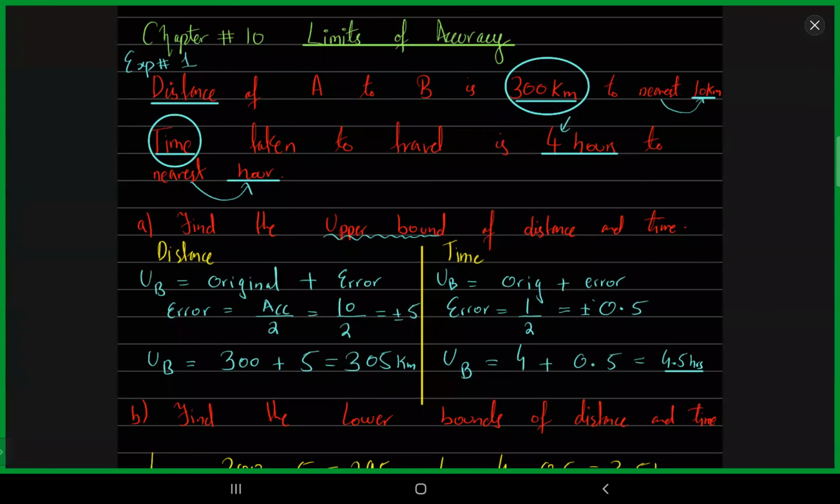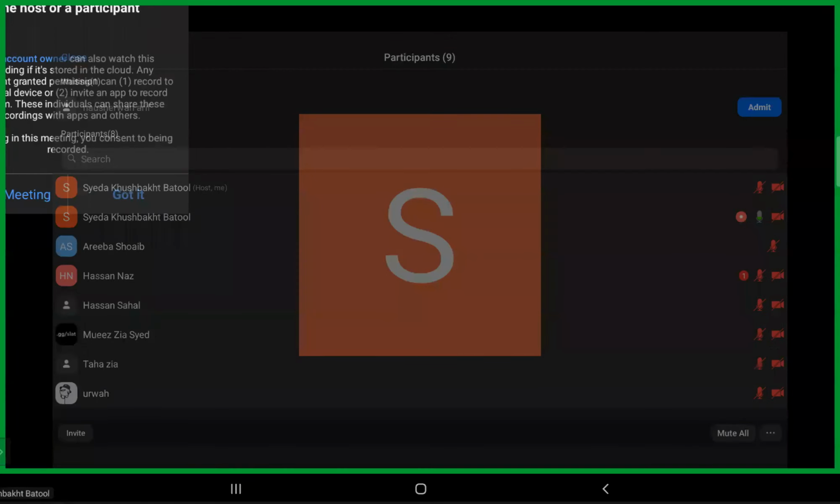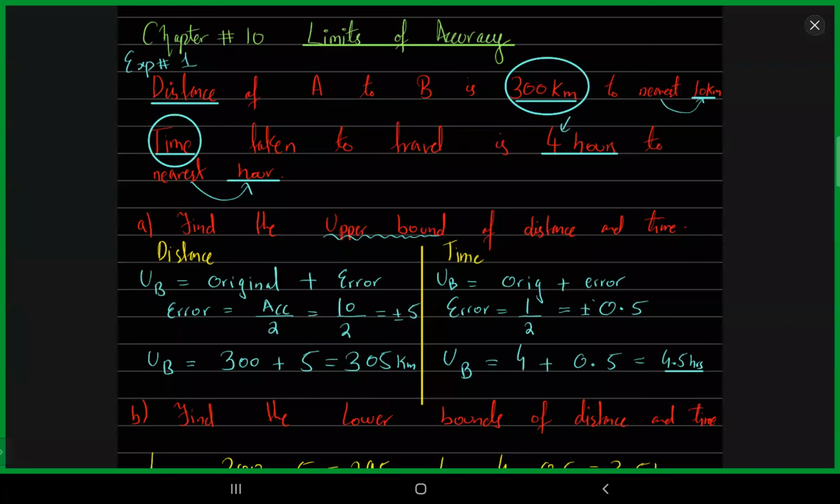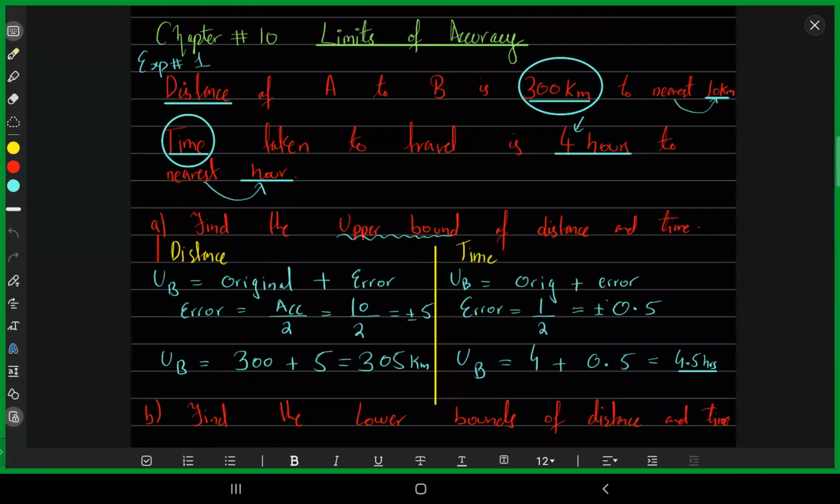Okay, all right. Now in this 10th chapter, that is limits of accuracy, we know so far that we have three most important things. It's the original measurement, which would be given. For example, if we look at example number 1, it says distance of A to B is 300 kilometers. This 300 kilometers is basically your original measurement. Then it says to nearest 10 kilometers. This was our accuracy. And then we know how to find the error. We used to find the error by doing accuracy divided by 2.